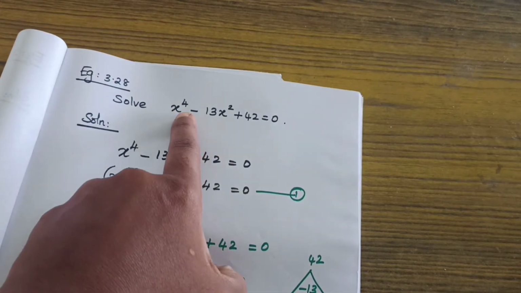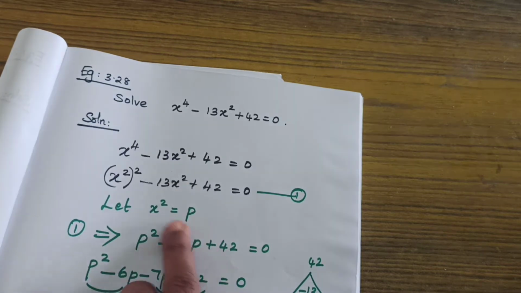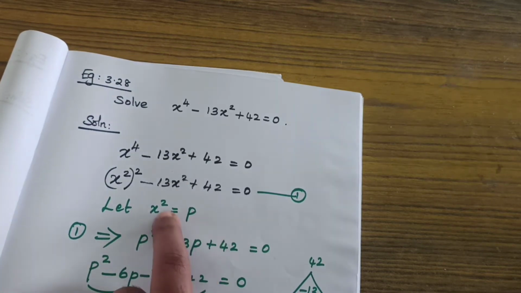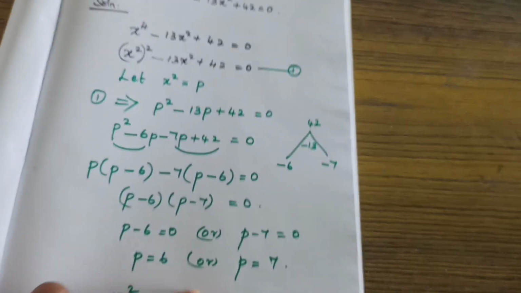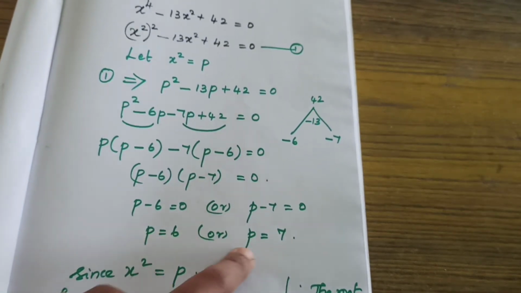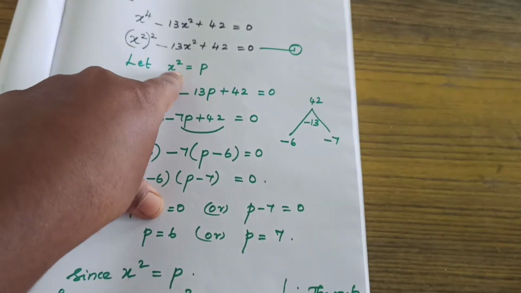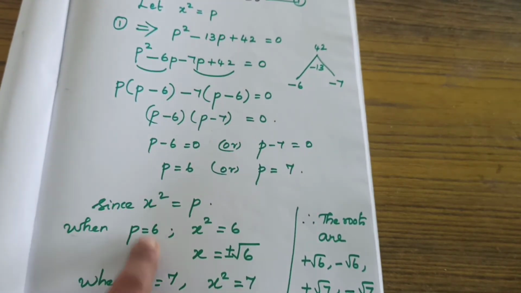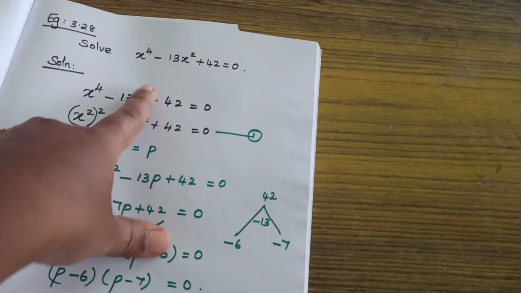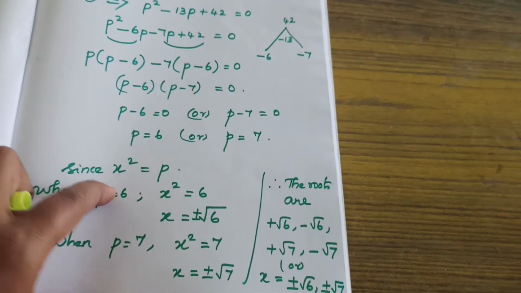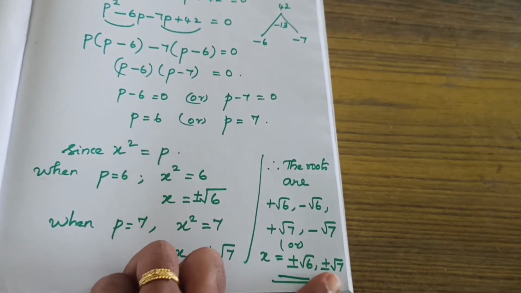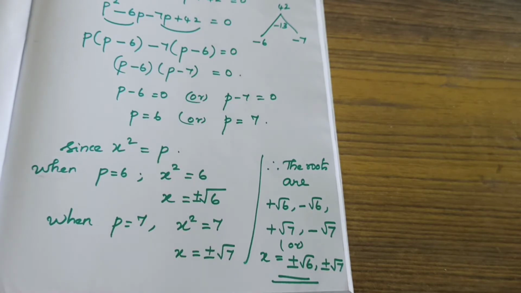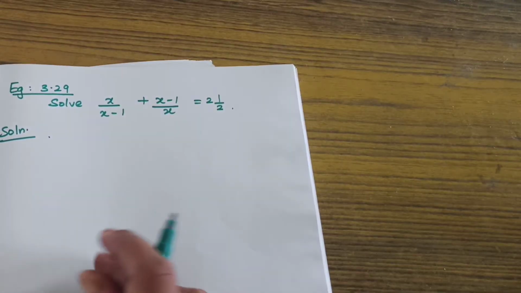Solve this. Since it is in power 4, we can't factorize directly. So let's use the substitution method for this. Instead of x square, I am taking p. After putting p, we are getting the answer easily. After finding the p value, just substitute here because we need the x value only. Since x is in power 4, we need to get 4 roots. Then we are getting these 4 roots, plus or minus root 6 and plus or minus root 7. Got it? See the next example.